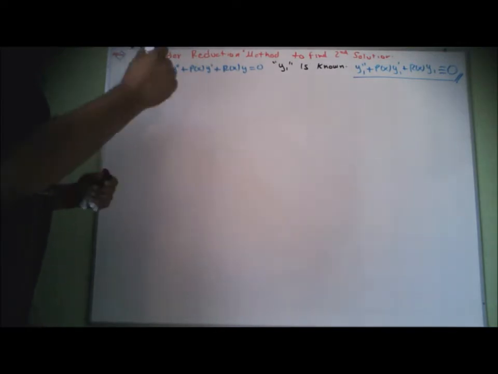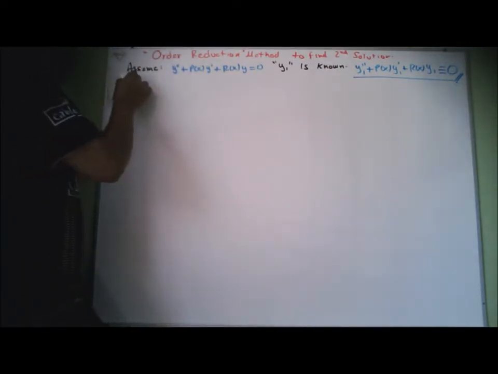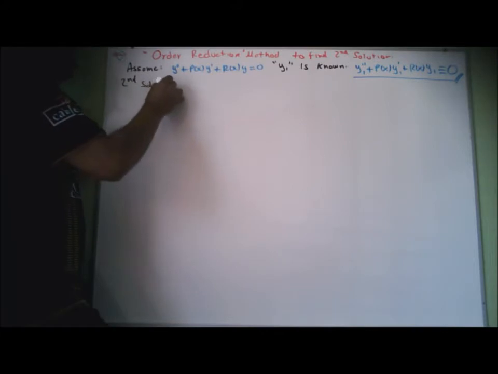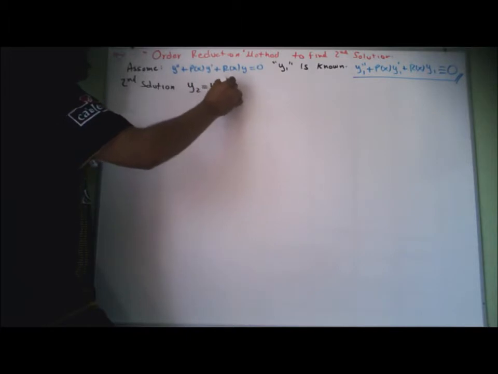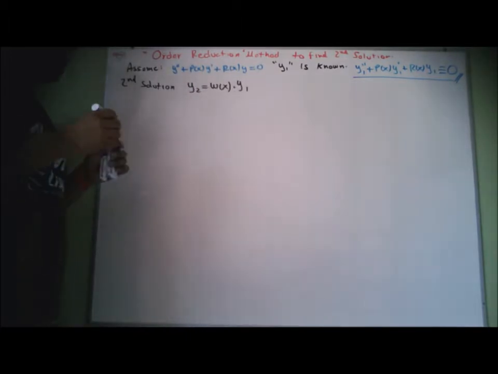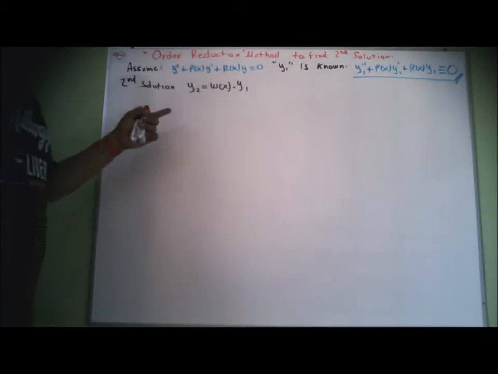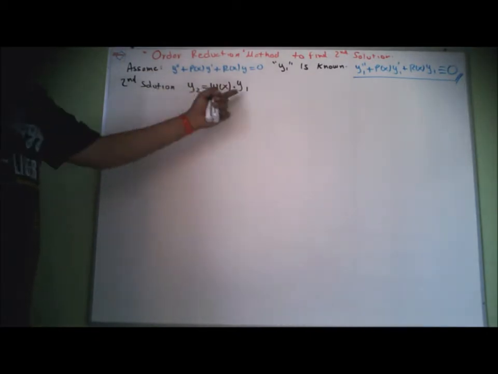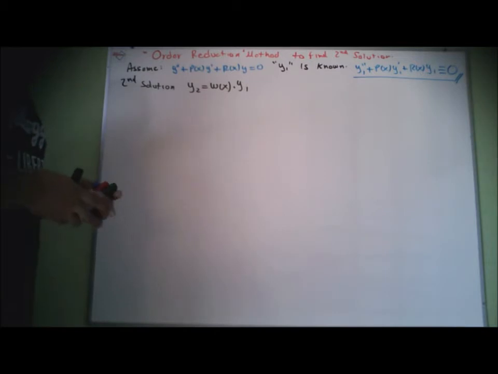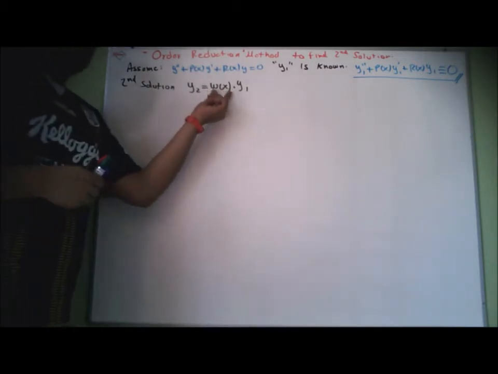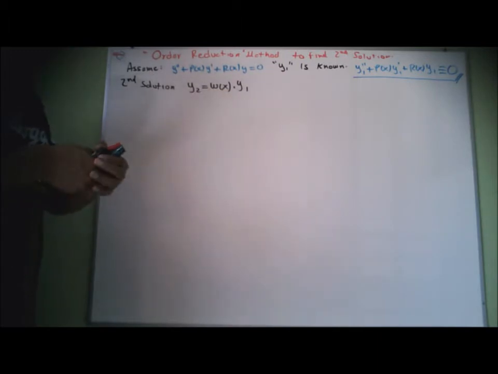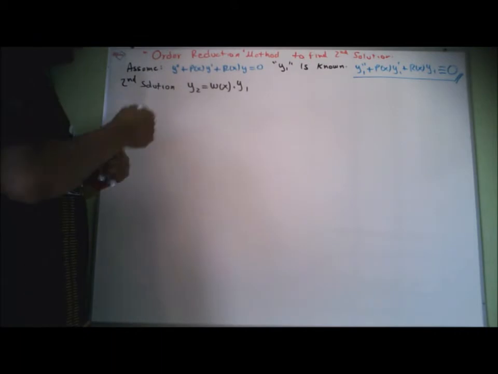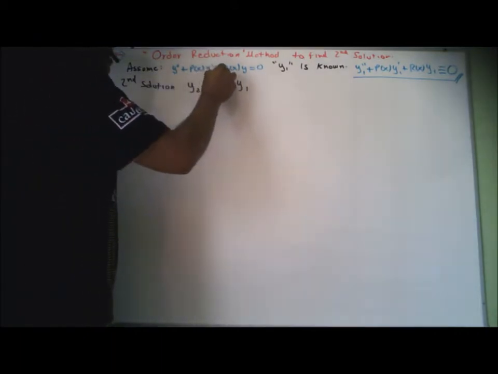Now, the proposed second solution is going to be something like this. My second solution is equal to w of x times my first solution. Now you may say, hey, this means that the second solution is linearly dependent on the first solution. Well, that would be true if w were a constant, but it's not a constant. It's a function of x, right? So the question is, what is w of x, so that this is a solution?